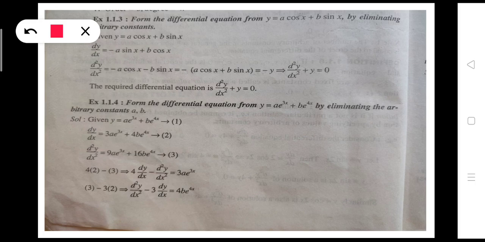And again we do the subtracting equation 2 from 3, that is, we got d square y by dx square minus 3 into dy by dx is equal to 4 times b into e power 4x. Okay, now continue the next slide.